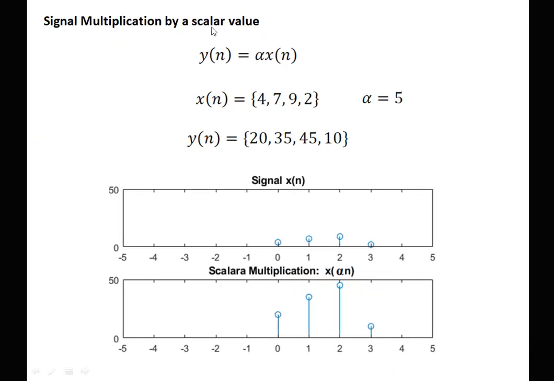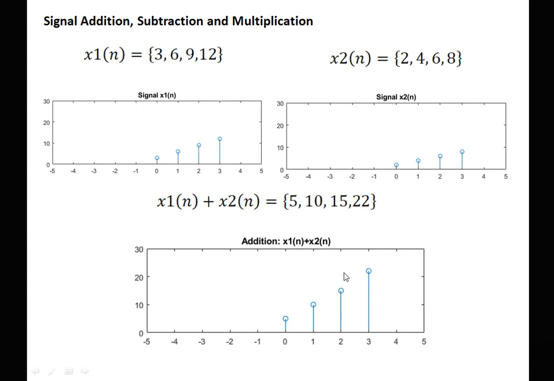Signal multiplication by scalar value. Here the signal is multiplied by a particular scalar value, that is represented by y of n is equal to alpha x of n, alpha is 5. This is the equation. After multiplying by that scalar value, we are getting 4 into 5, 7 into 5 respectively. This is the signal and this is the scalar multiplication by alpha to the given signal.